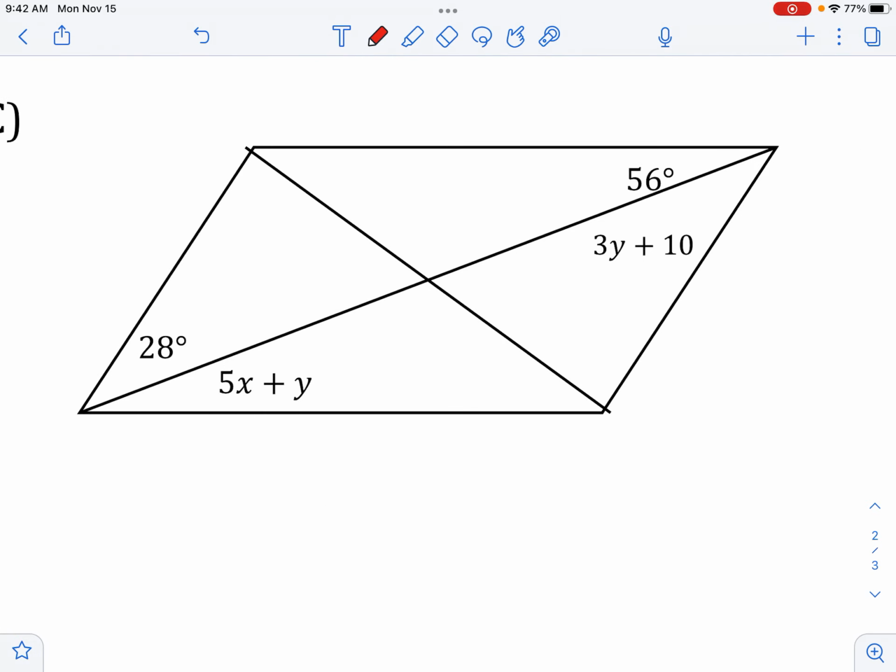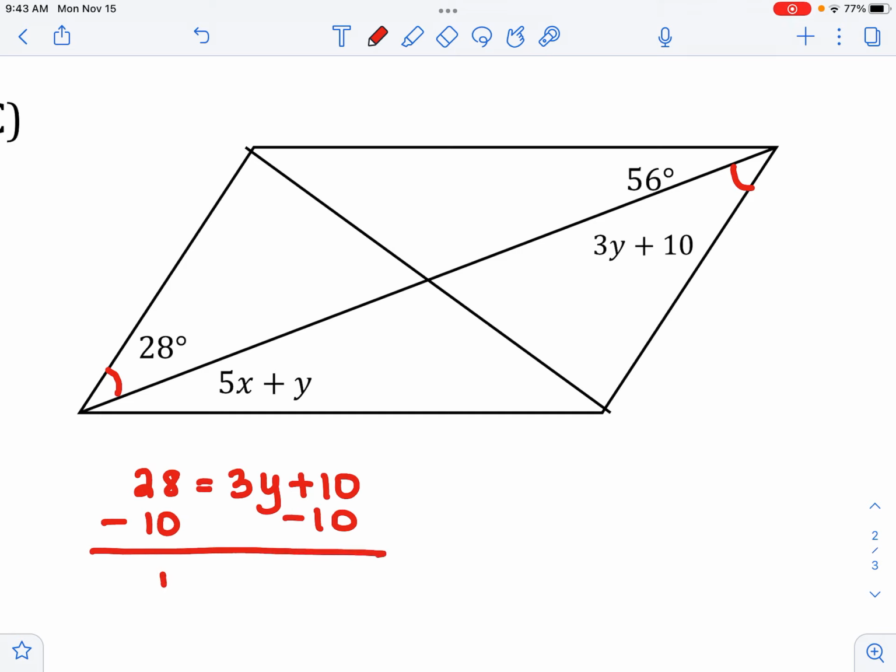All right, let's look at the next one. I see parallel lines, and I know alternate interior angles are congruent. So these two angles are congruent. Let's look to see if we can write an equation and solve that. 28 is equal to 3y plus 10. Yep, I can solve that equation. Let's do that right now. 18 is equal to 3y. Divide by 3. y is equal to 6.